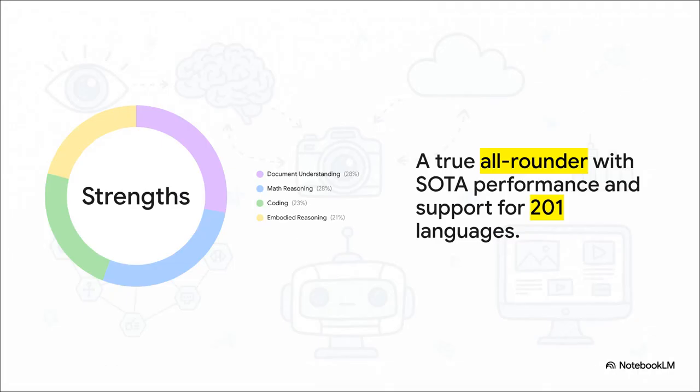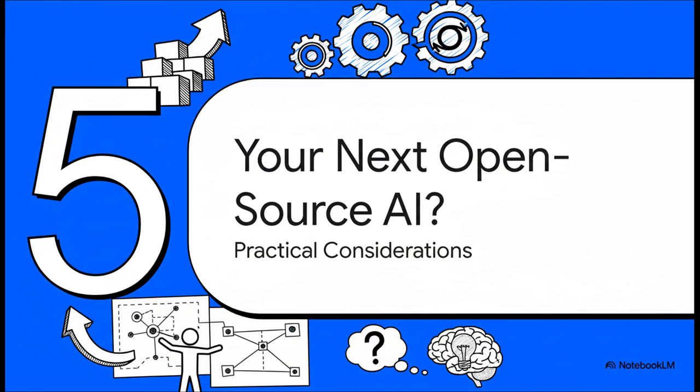And it's not just a one-trick pony. Qwen 3.5 is a true all-rounder. It's got state-of-the-art performance in things like complex document understanding, advanced math reasoning, coding, and it supports an incredible 201 languages.